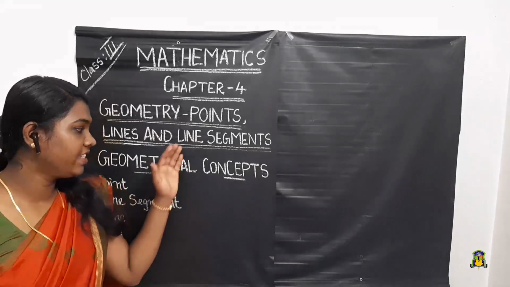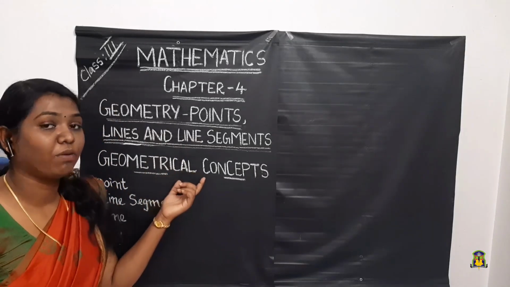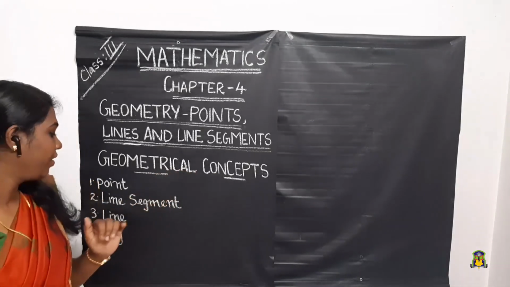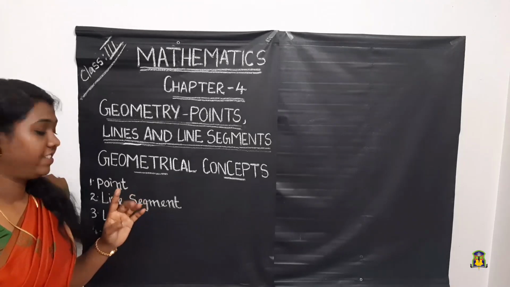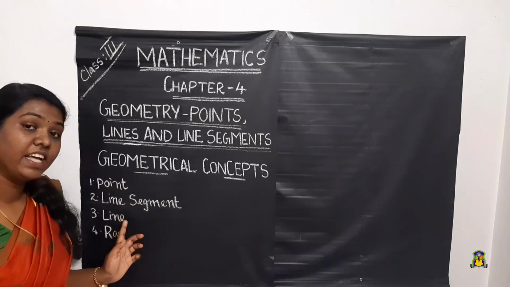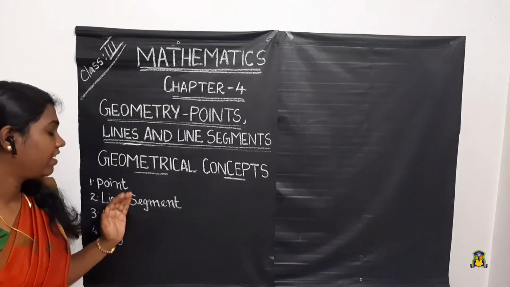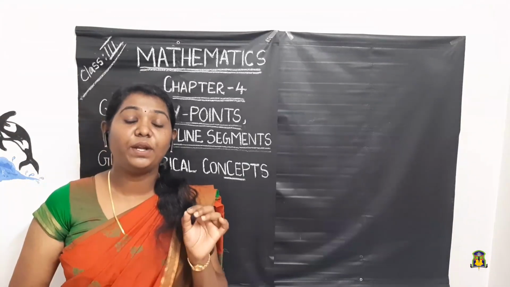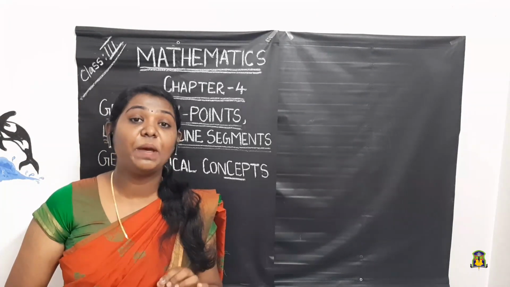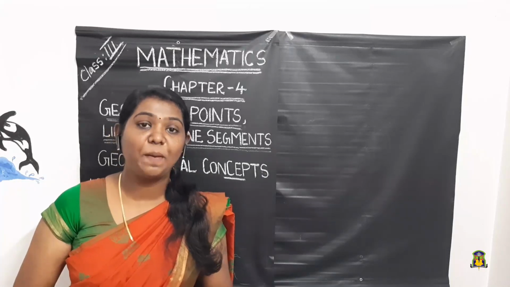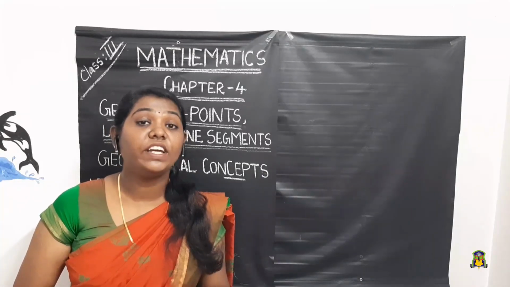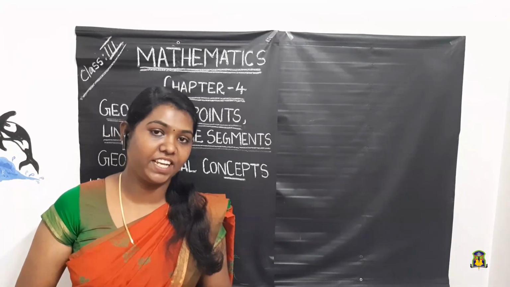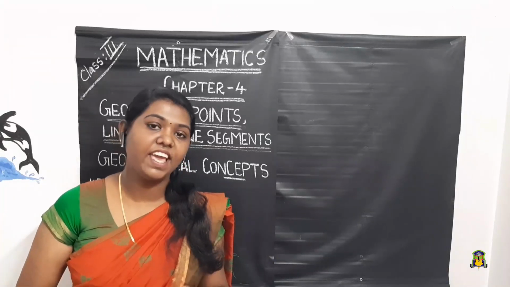Okay, so here in this chapter, we are having some geometrical concepts. We can learn that geometrical concepts. Okay, so here we are having 4 concepts: point, line segment, line, ray. We can learn one by one. First we can learn point. Okay, so a point is a dot made by sharp objects like pencils, pen or needle. A point is usually denoted by using capital letters A, B, C, etc.